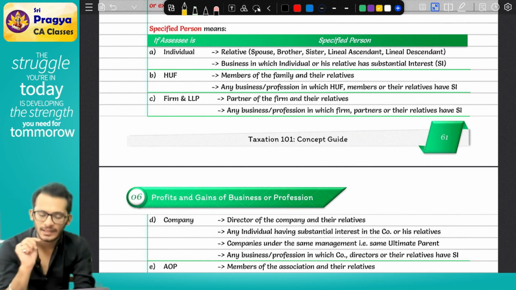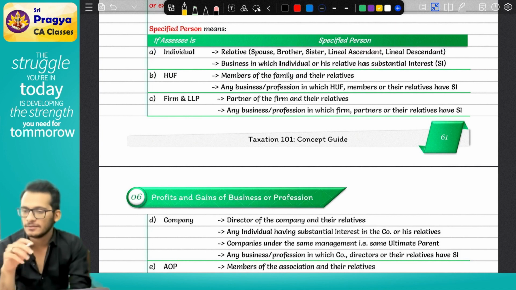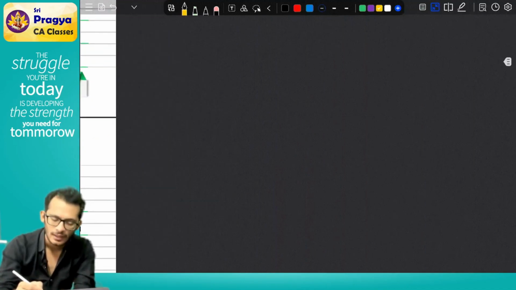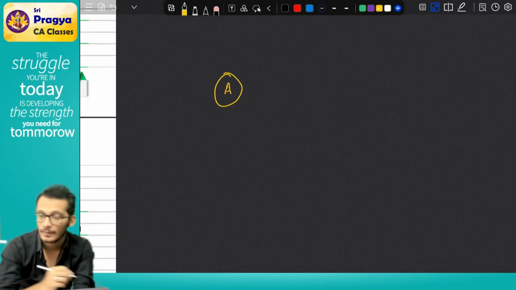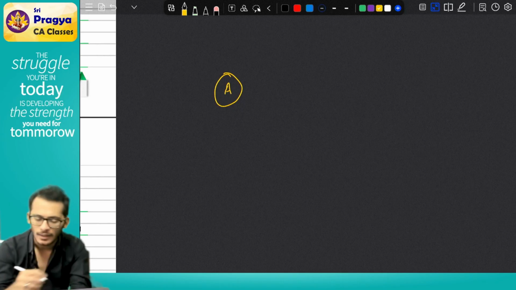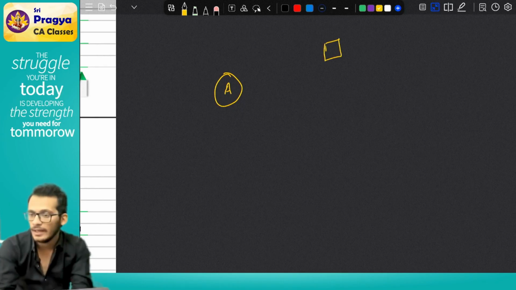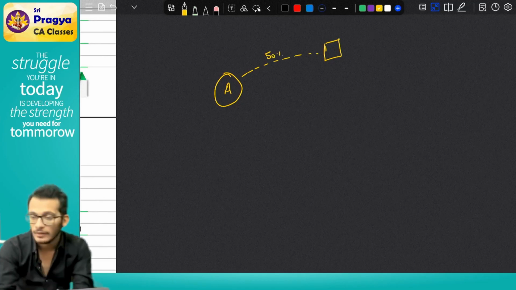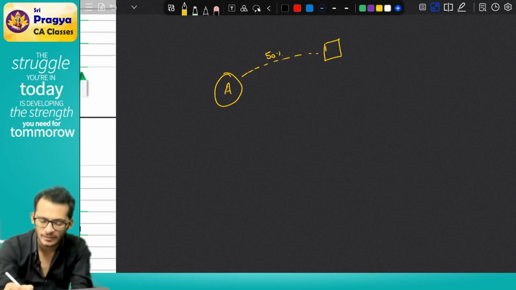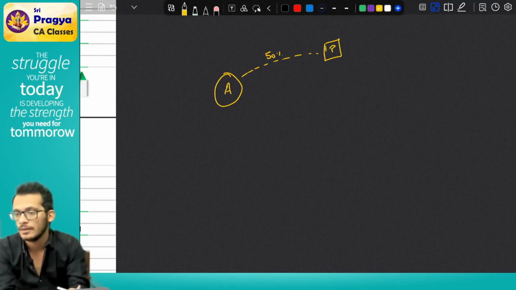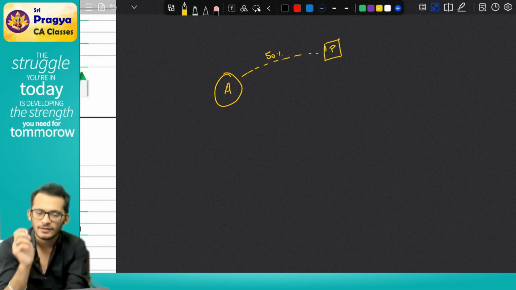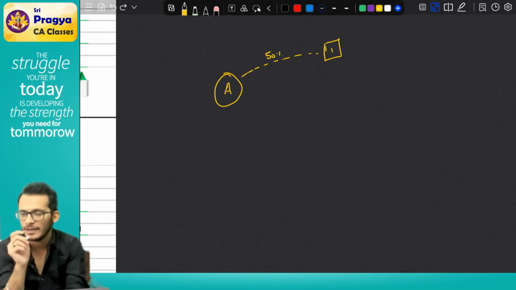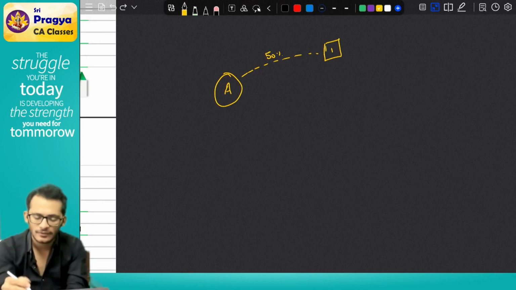Second, they're saying any business in which the individual has substantial interest. Now, what is substantial interest, Rahul? Assuming I am Mr. A, the individual, I have a partnership firm in which I am holding 50% profit share. In this partnership firm, do I have control? I have control. Whatever I tell will be the decision made. So the possibility that I will give more expenses to my partnership firm is higher. Therefore, they're saying this firm should also be considered.